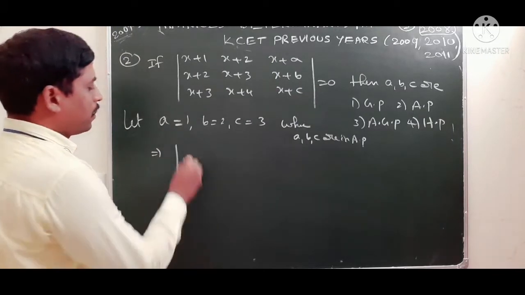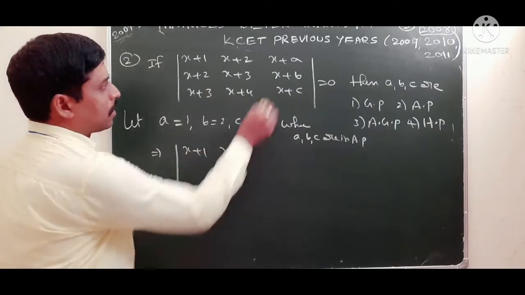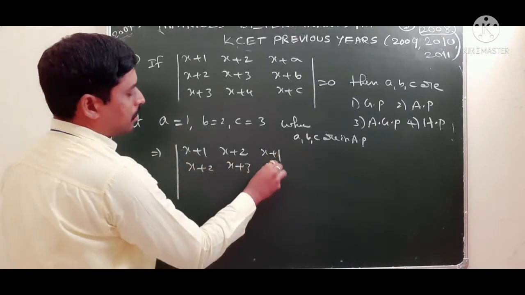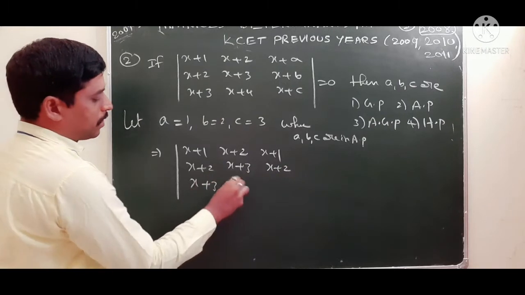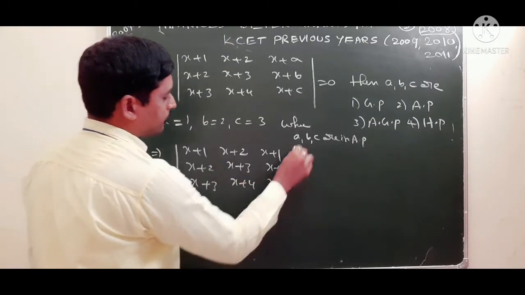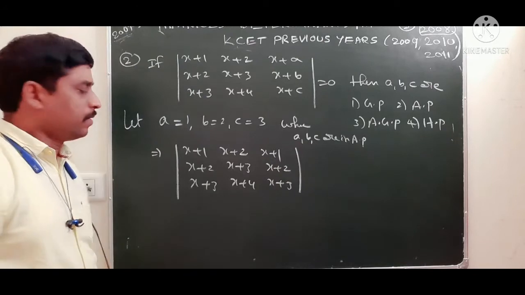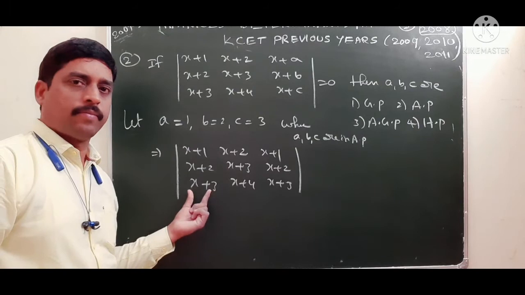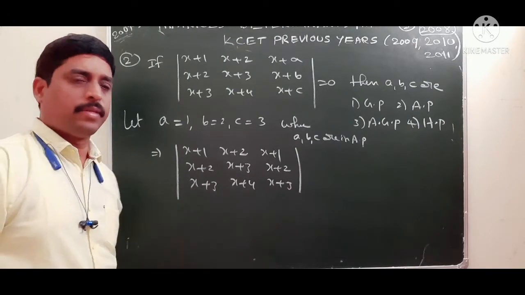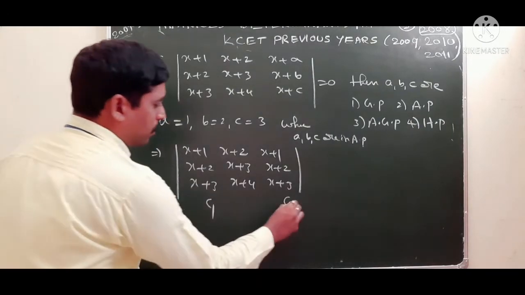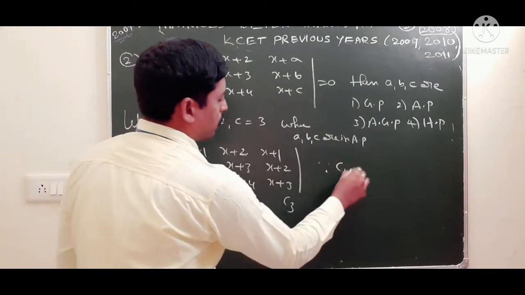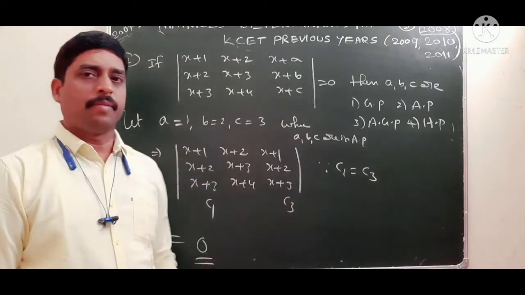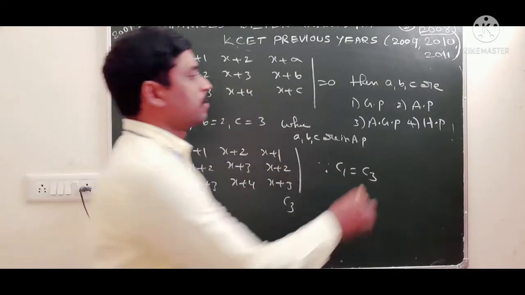So let us simplify. X plus 1, X plus 2, where A is replaced by 1. X plus 2, X plus 3, X plus 2, X plus 3, X plus 4, X plus 3. This det will be 0. Why? According to the det property, if any two columns are equal, the det will be 0. In this case, C1 equals C3, so this det will be 0. So if A, B, C are in AP, this det will be 0. Option 2 is correct.